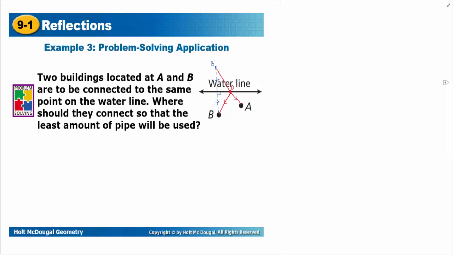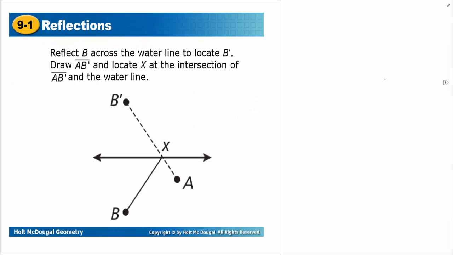There is another piece on this slide that tries to explain what's happening here. Maybe the drawing's a little bit better. That's telling you how to approach this example. And again, reflect B across the water line to locate B prime. So that's your starting point. And then we're going to draw AB prime. That's what I did, right? And locate X, I called it P, at the intersection of AB prime and the water line.